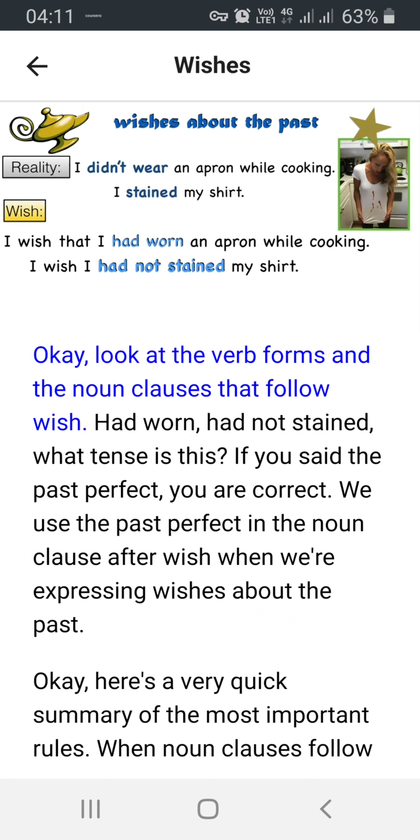Okay, look at the verb forms in the noun clauses that follow wish. Had worn, had not stained. What tense is this? If you said the past perfect, you are correct. We use the past perfect in the noun clause after wish when we're expressing wishes about the past.